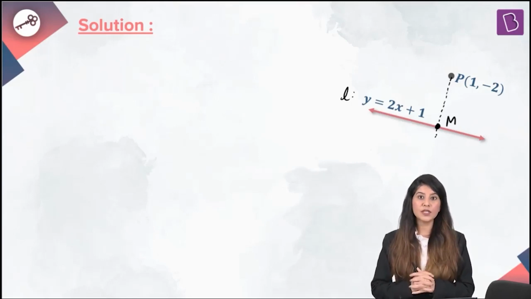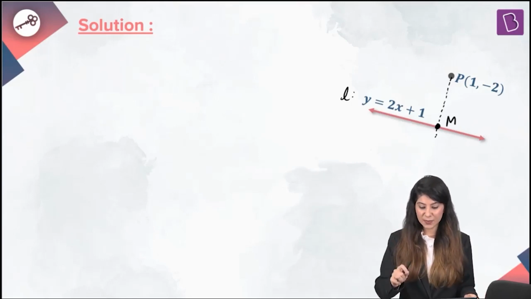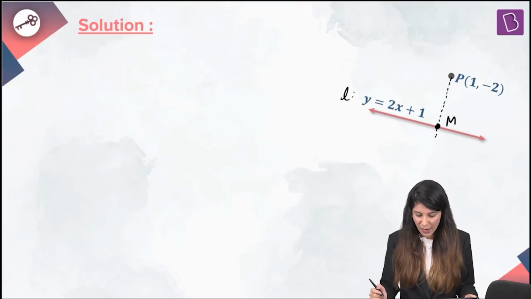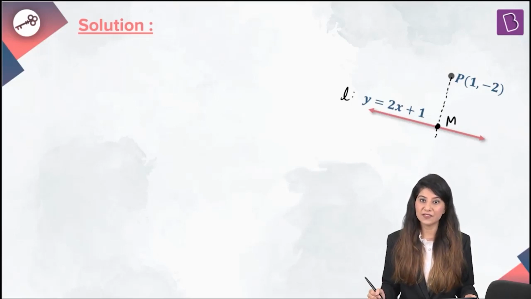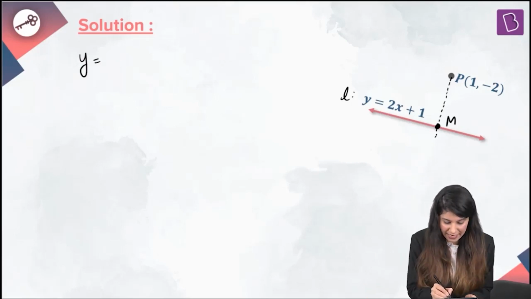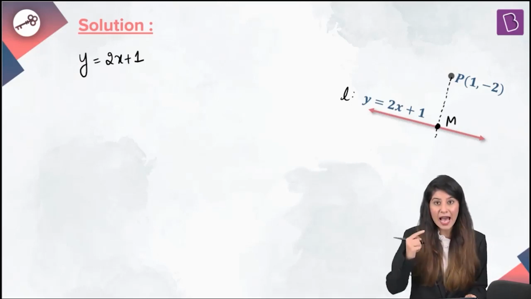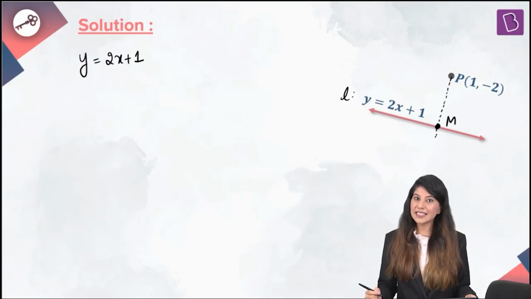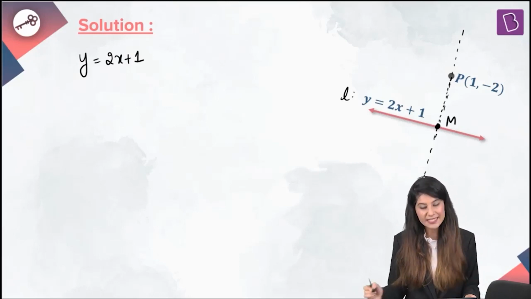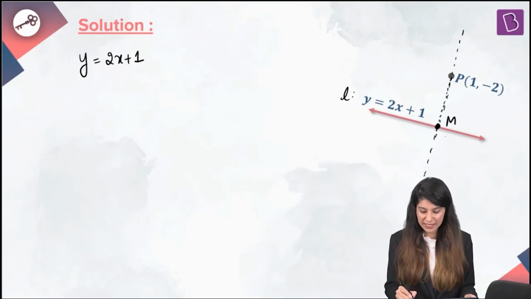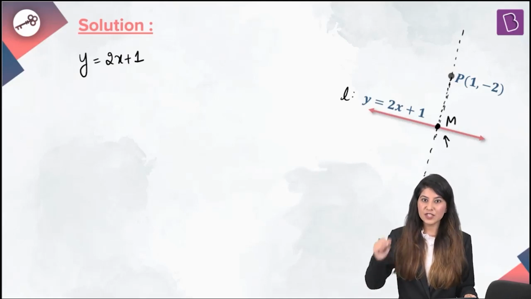Now, to get the coordinates of M, we need to observe this particular figure very carefully. I can clearly see that this M is the intersection point of two lines. Which two lines? One line is L, y = 2x + 1, and another line is the line formed by joining the points P and M. Yes, the intersection point of these two is nothing but point M.